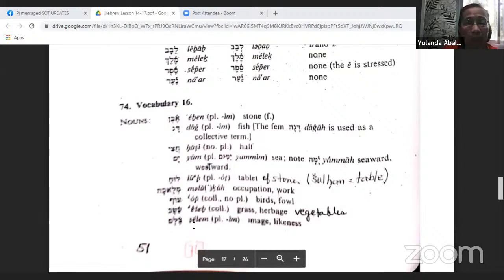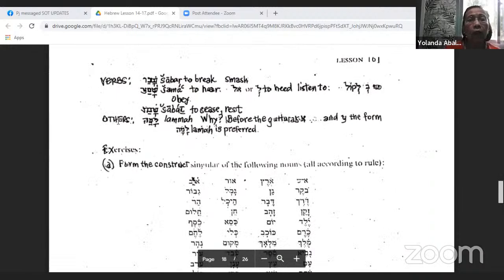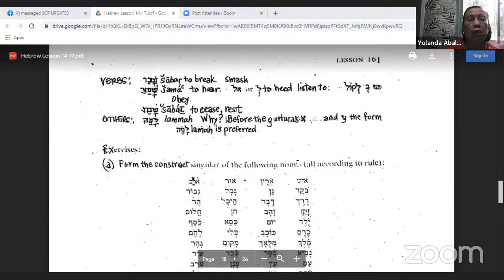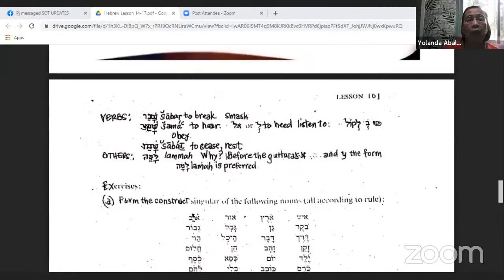And then the word tzelem. Tzelem, in the likeness of, in the image of God, man was created. Ang plural niya, tzelamim. So we have the verbs, shabar, means to break, to smash. And the verb, shama.